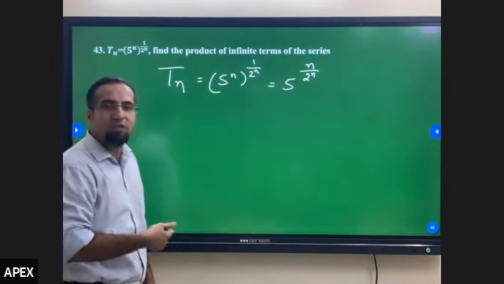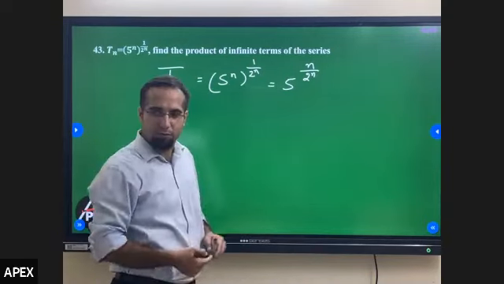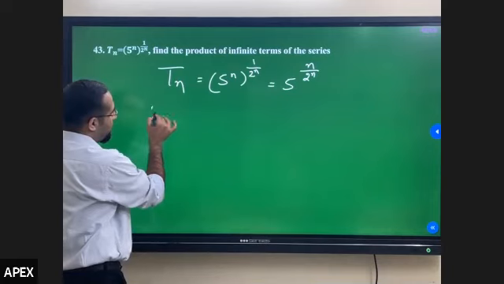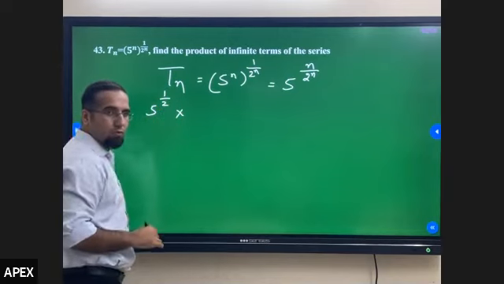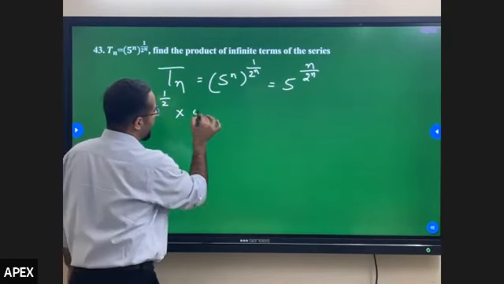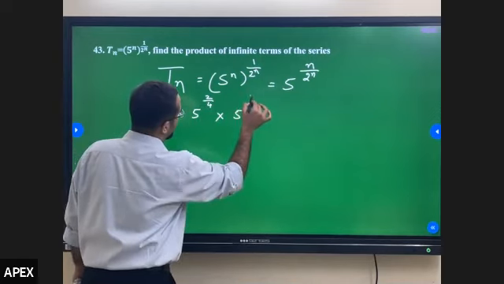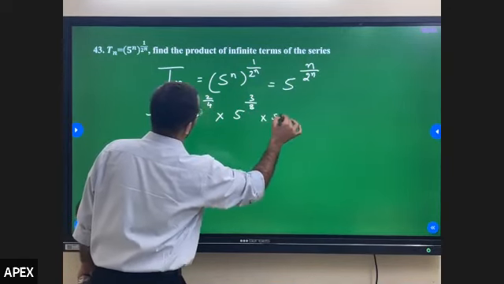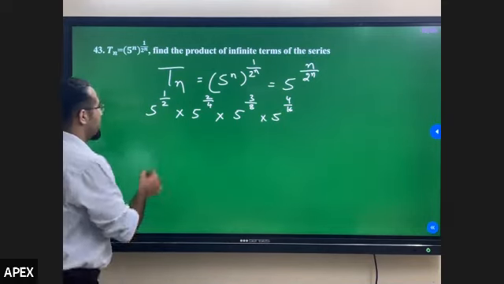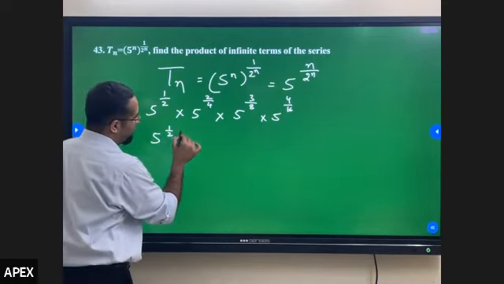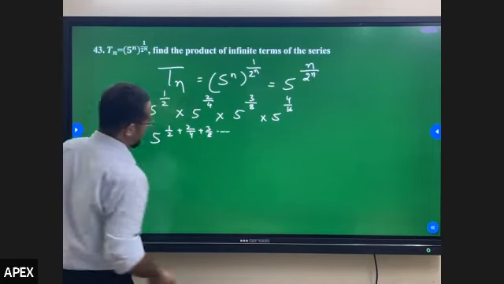I want the product of such infinite terms, which is very much obvious. I'm going towards a to the power m into a to the power n. So when I replace the value of n equal to 1, my first term becomes 1 by 2, multiplied with my second term 2 by 4, my third term 3 by 8, my fourth term 4 by 16. I need not go further. So first things first, this becomes 5 to the power 1 by 2 plus 2 by 4 plus 3 by 8 and so on.